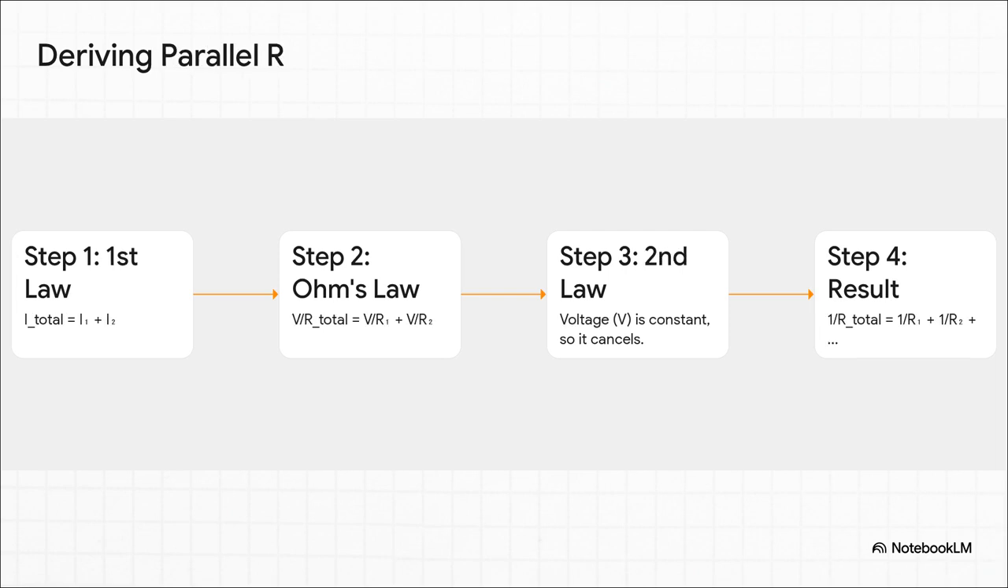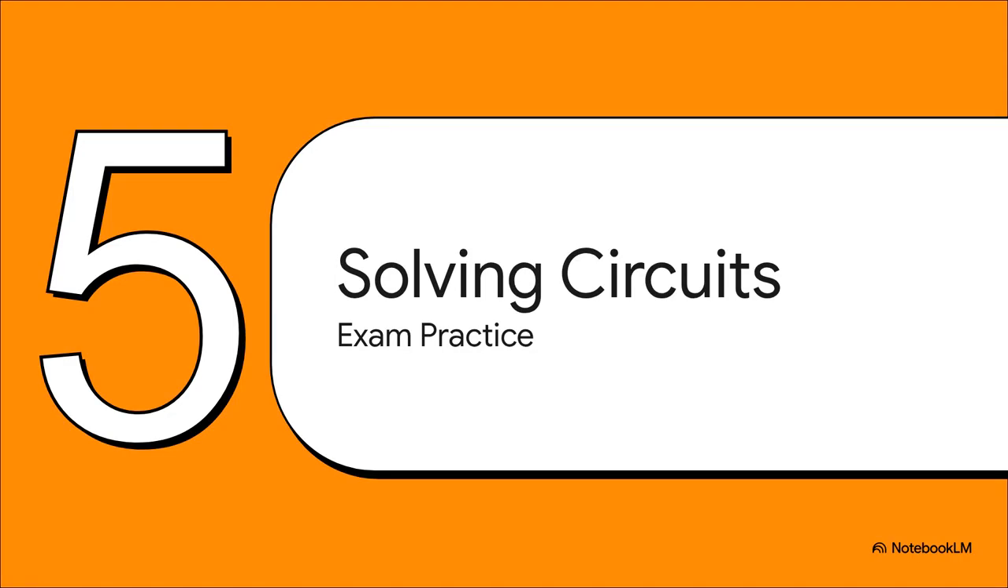Okay, what about parallel? We just flip the script. This time we start with the first law. The total current splits into the branch currents. We substitute Ohm's law again, but this time as I equals V over R. Now the second law tells us that the voltage V is the same across each parallel branch. So the V on top of every term is constant, and it cancels out. What are we left with? That reciprocal formula you've probably seen before. Both laws working together. All right, theory is great, but the real test is applying it.